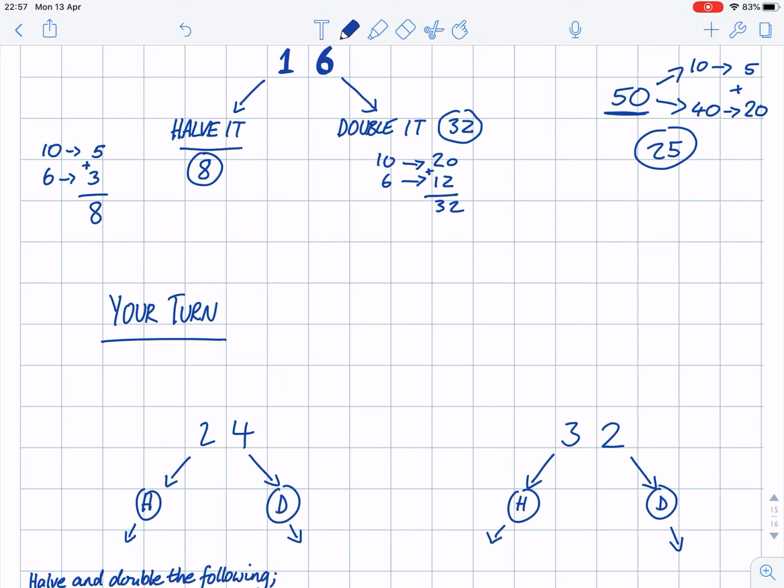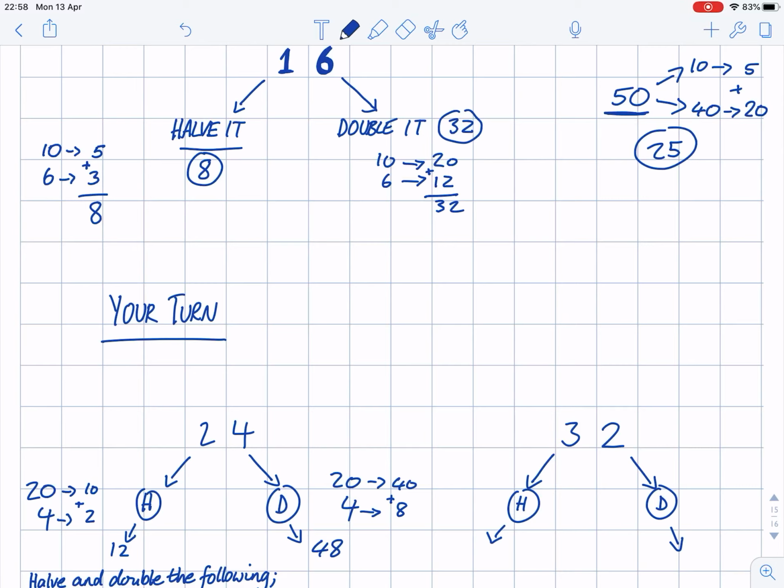So this first one here is 24. So you might be able to do it in your heads, which is fine, okay? But double check it by saying to yourself, well, I'm going to partition it into its 20 and its 4 on both sides. Okay, what's half of 20? It's 10. What's half of 4? It's 2. If I add those together, I get 12. Okay, double 24, well, again, I've partitioned it and I'll double these numbers here. And if I add those together, I get 48.